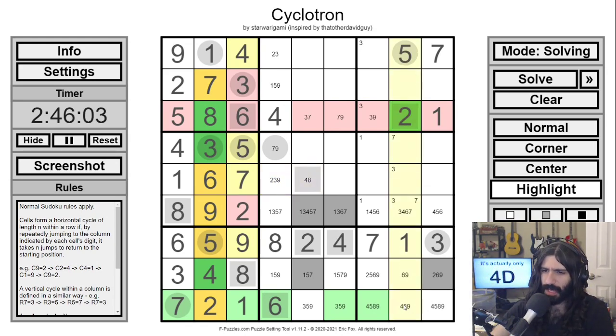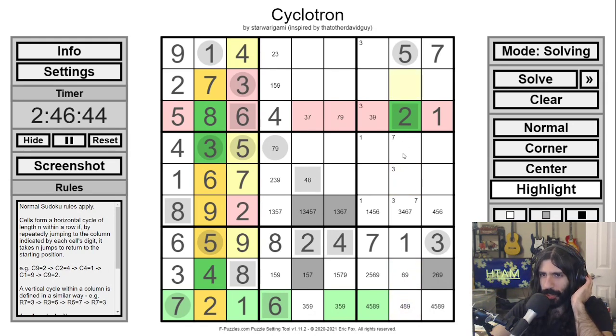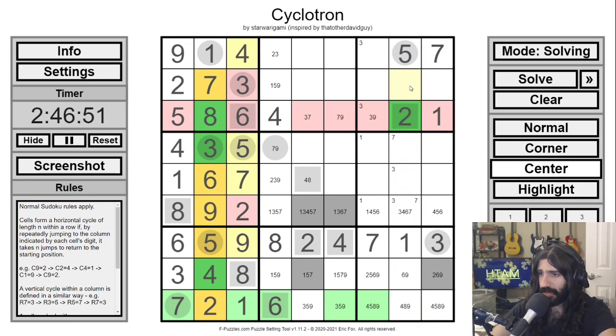Let's see. This five cycle is compelling. There's this three cycle, which is already filled in. So this is a cycle right there. I can't remember what we had going on. All right. Okay. Five cycle. We have no information regarding this square. We could maybe start pencil marking. What does this column need? Maybe there's nothing else for us to do, so let's start pencil marking.